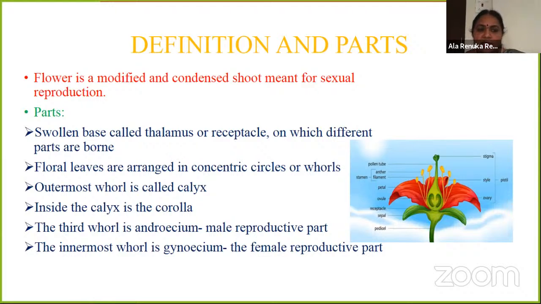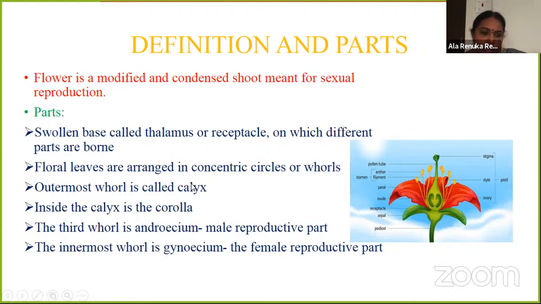Out of these, the outermost whorl consists of calyx. Calyx consists of sepals. These sepals may be arranged in 1, 2, or more than one whorl also, but together we call it calyx, and it forms the outermost whorl. The collective term used for sepals is calyx. This calyx helps in protecting the flower in bud condition.